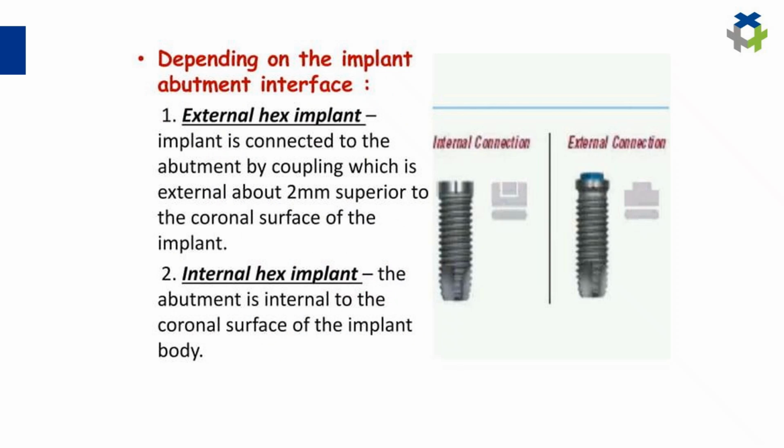Depending on the implant abutment interface: external hex implant, that is, the implant is connected to the abutment by coupling which is external, about 2 mm superior to the coronal surface of the implant. Internal hex, the abutment is internal to the coronal surface of the implant body. So this is the internal connection. This is the external connection.